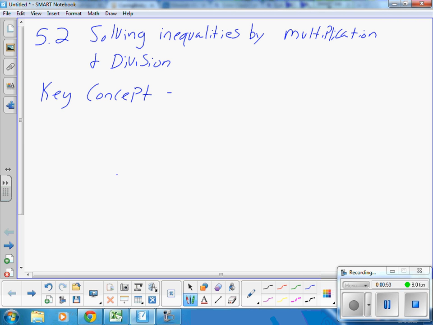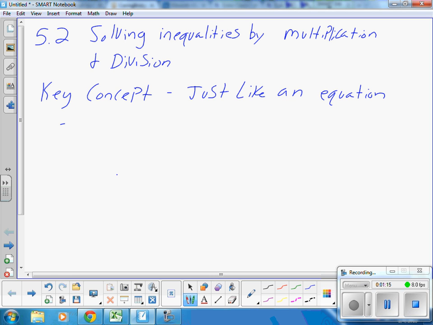Key concept from before. You're going to treat inequalities just like an equation, in that what you do to one side, you must do to the other side. There is one exception, and that is when we multiply both sides by a negative.